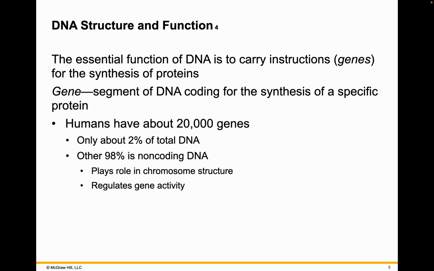The essential function of DNA is to carry instructions, to carry information. And those pieces of instructions we're going to refer to as genes. Those genes specify the sequence of amino acids that will go into a protein. So that gene is a segment of DNA coding for a synthesis of a specific protein. It's been estimated that humans have approximately 20,000 genes. That would only account for 2% of the total DNA, leaving the other 98% non-coding DNA.